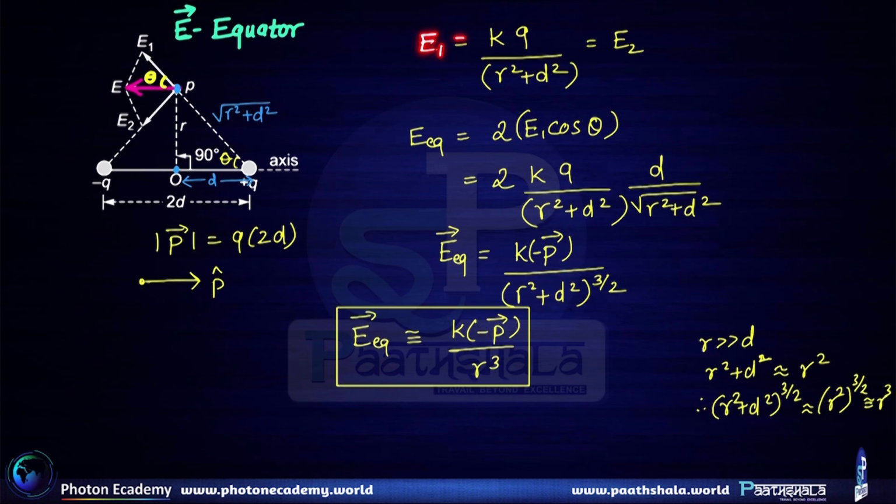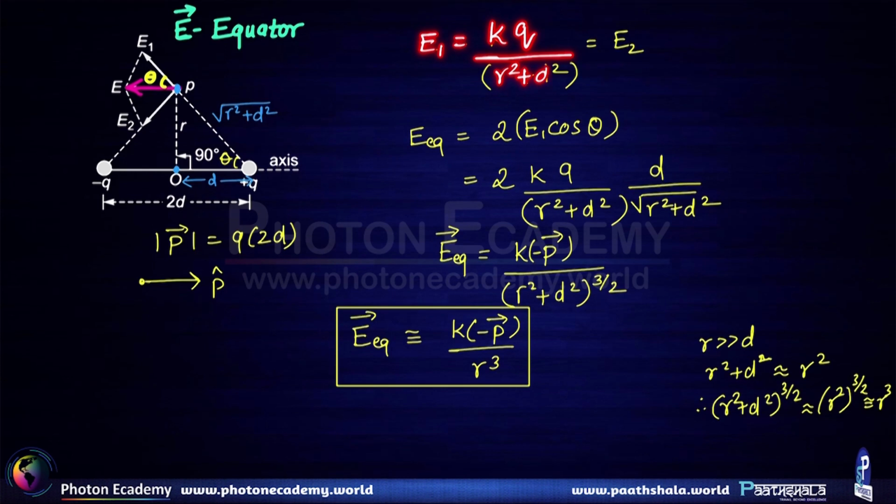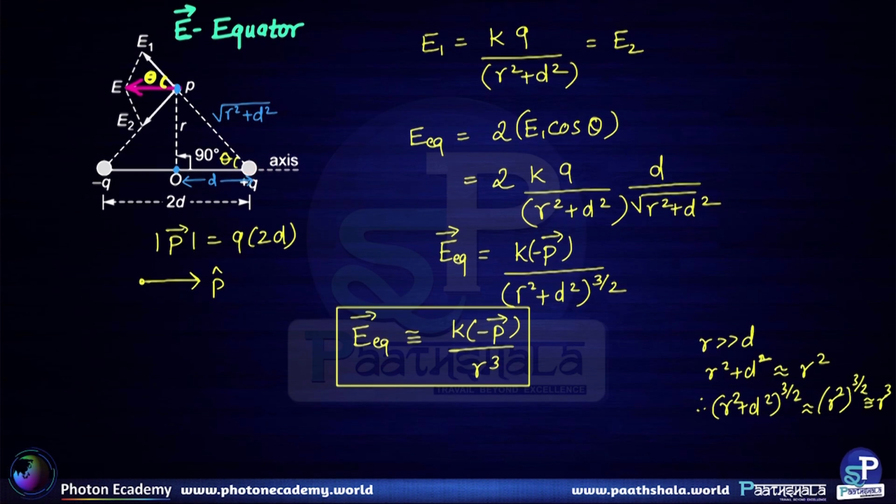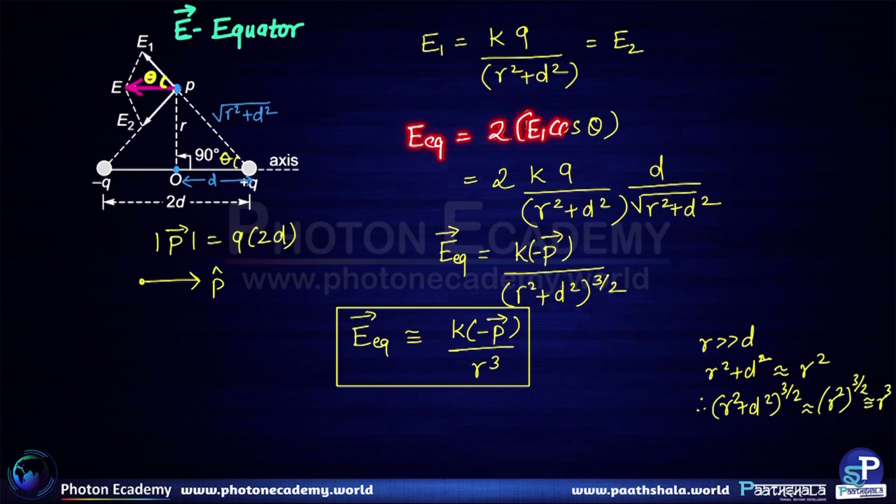E1 is going to be equal to KQ divided by r square plus d square, because the hypotenuse is root of r square plus d square, and in the denominator we have the square of the hypotenuse. That is E1, clearly based upon the expression of the electric field for the plus charge. So KQ divided by r square plus d square will be E1, and that also will be the magnitude of E2. Now E equator can be written as 2 times E1 cos theta, in a magnitude only format.